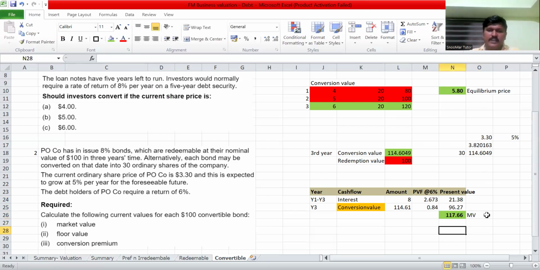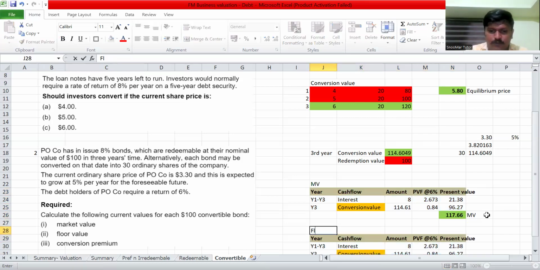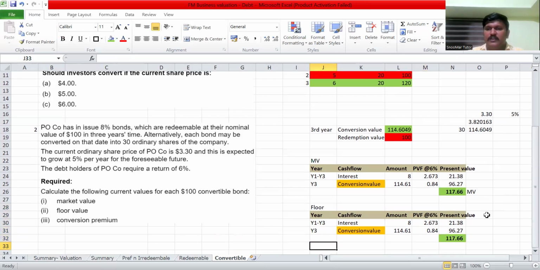Now the second question: what is the floor value? We have calculated the market value. For the floor value, I'm using the same calculation, but I am considering the redemption value only, not the conversion value. Since the other figures are already there, I need to change only the redemption figure to 100. So your redemption value or floor value is 100.